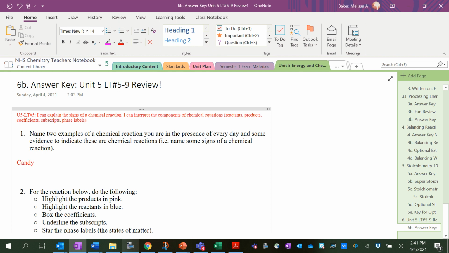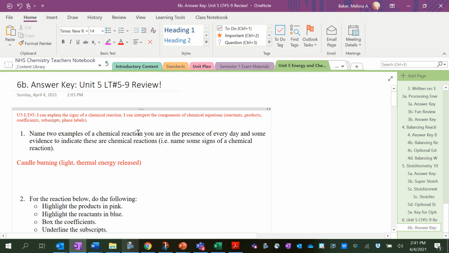I'm going to do a candle burning. I like to burn a lot of candles. There's light, there's heat released. I should say thermal energy released. Okay. And then I'm trying to think of one where there's bubbling.